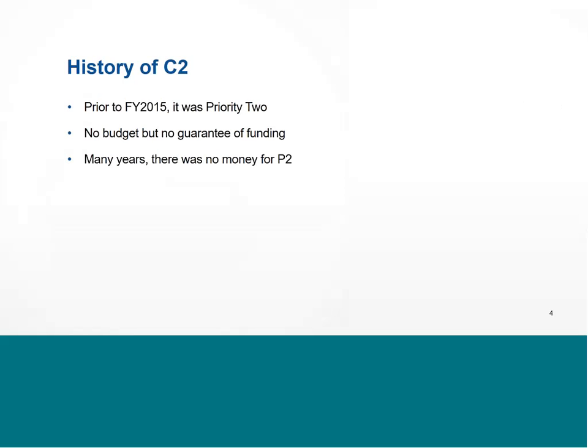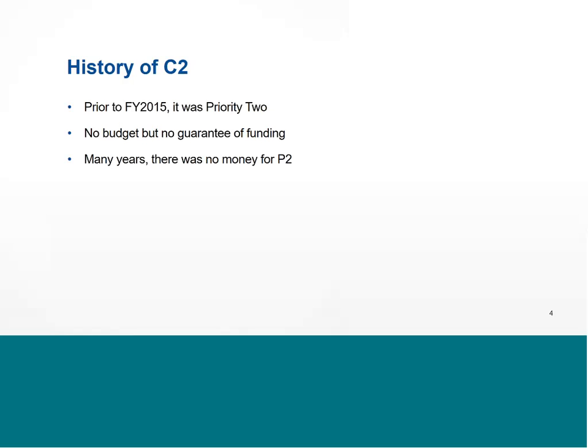So to give you a little background on the history of Category 2: prior to the modernization order that came out in 2014 and went into effect in 2015, Category 2 was handled a little bit differently. Actually, the categories of service were referred to as Priority 1 and Priority 2. Those of you that have been around for a little while may remember when services were called P1 and P2. They're the same services, just different names now.